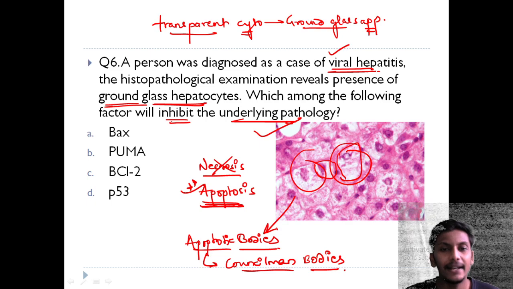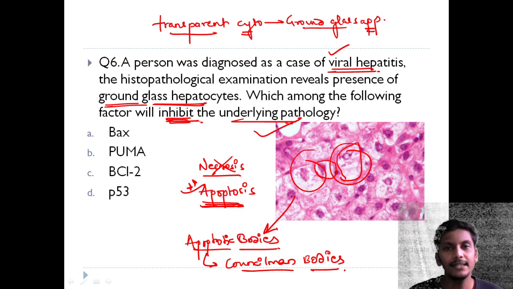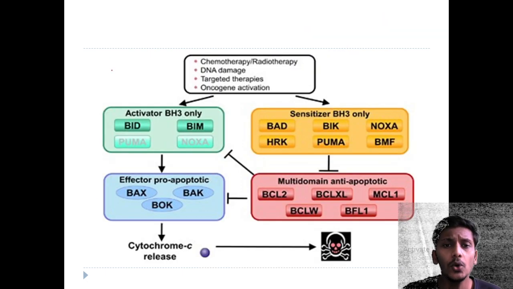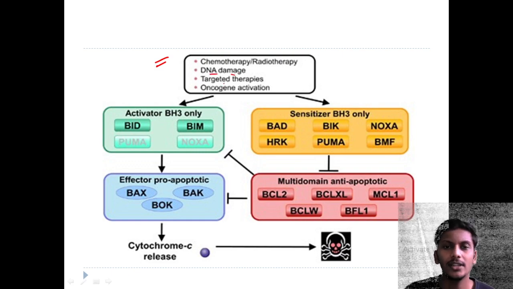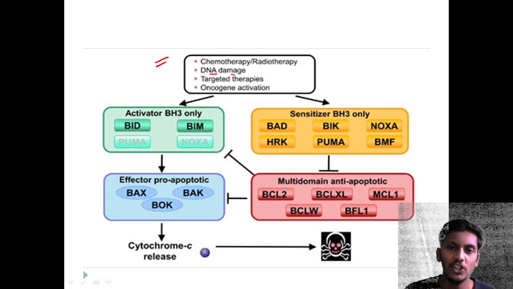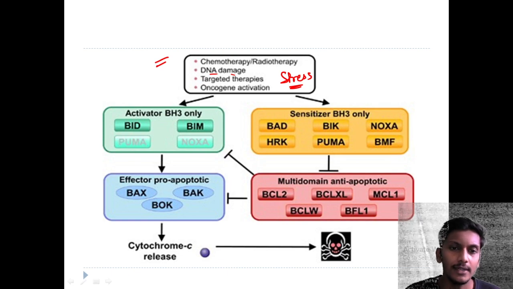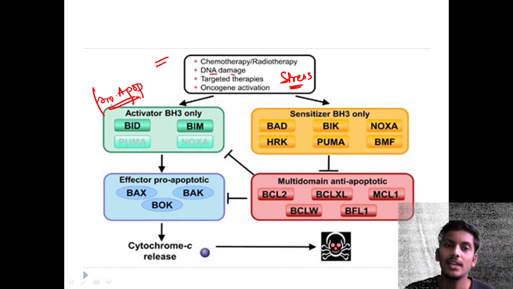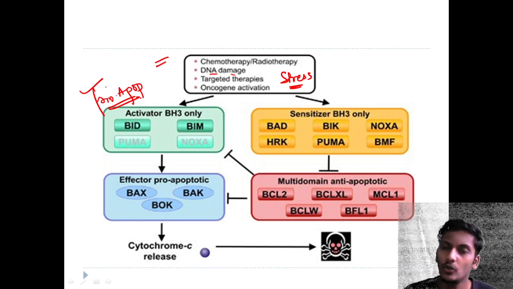Now which are the factors which will inhibit apoptosis? That you need to know, right? For that purpose, let's see some pro-apoptotic factors and some anti-apoptotic factors. Once there is chemotherapy or radiotherapy, or DNA damage, or targeted therapies, or some oncogene activation that leads to stress or injury to the cell, the pro-apoptotic molecules would be activated as the cell is damaged. Therefore the cell will undergo death by this programmed cell death mechanism known as apoptosis.